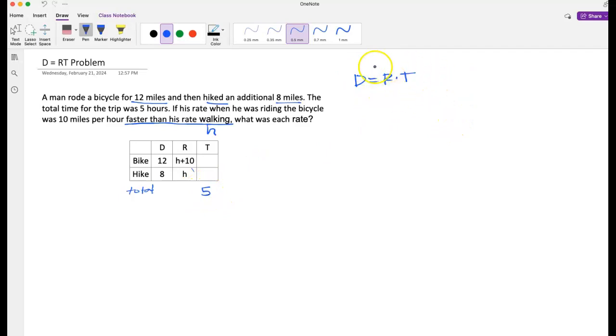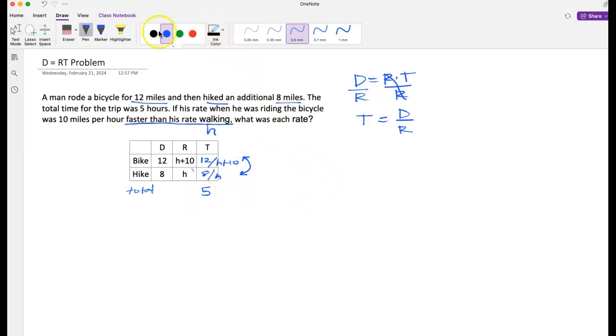So looking over here at the distance equals rate times time problem, if I was solving this for t to get time by itself, I would need to divide both sides by r. So time is the same thing as distance divided by rate. So my distance divided by rate here is 12 over h plus 10. And then on hiking, it's 8 over h. And then these two together need to add up to be 5 hours.